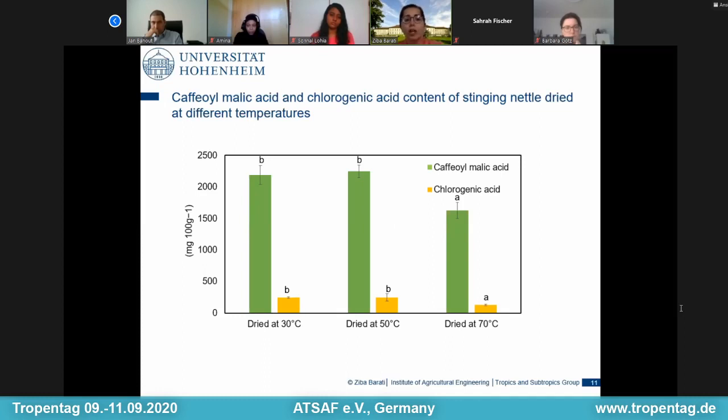In this bar chart, we can see the results of caffeoyl acid and chlorogenic acid of stinging nettle dried at different temperatures. We found that the caffeoyl acid and chlorogenic acid were significantly influenced by different drying temperatures. And the sample dried at 70 degrees Celsius had significantly lower caffeoyl acid and chlorogenic acid compared to those dried at 30 and 50 degrees Celsius.